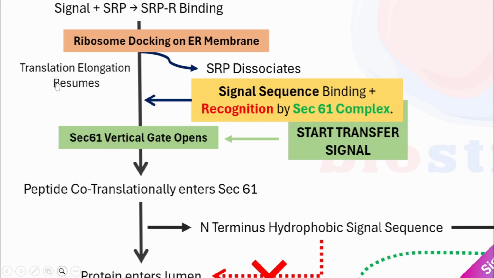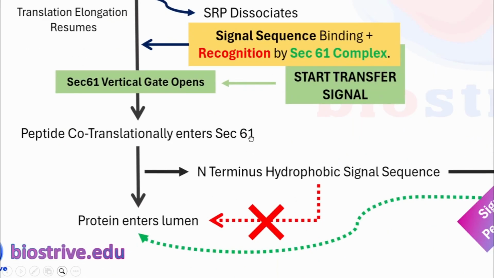When translation elongation resumes, there will be opening of this vertical gate. This opening is triggered by sequence recognition by the Sec61 complex itself, which initiates the start transfer signal. That is why in the beginning I also said that this signal is sometimes called the start transfer signal, because it is also recognized by the translocon channel, and the peptide is co-translationally entering the Sec61 channel.